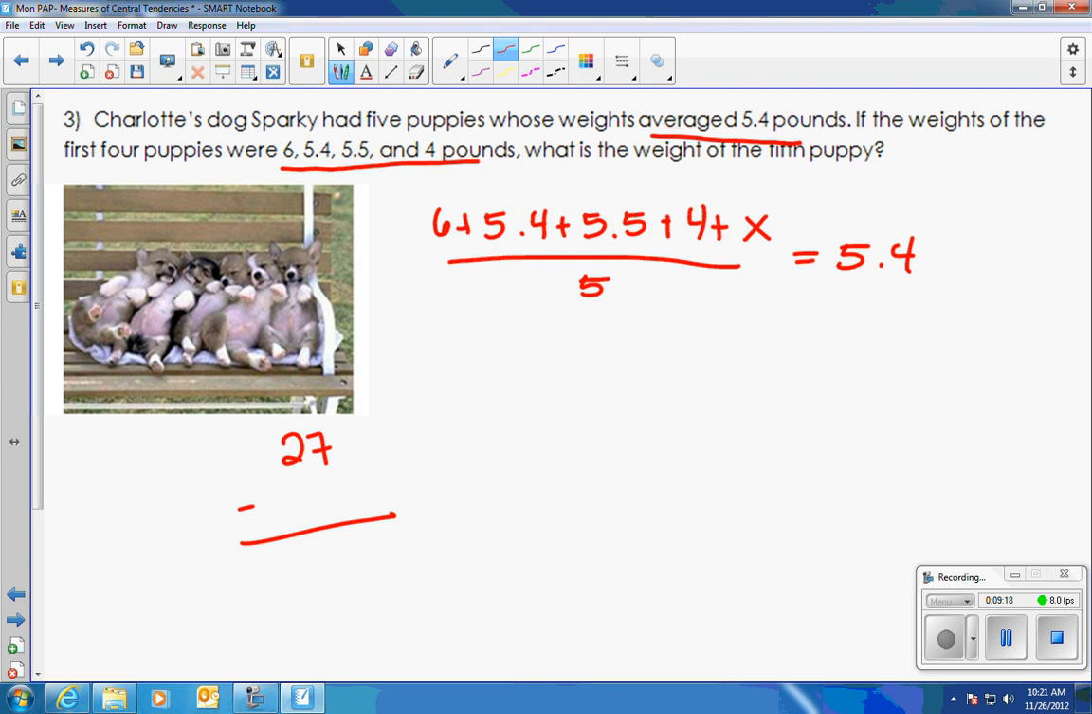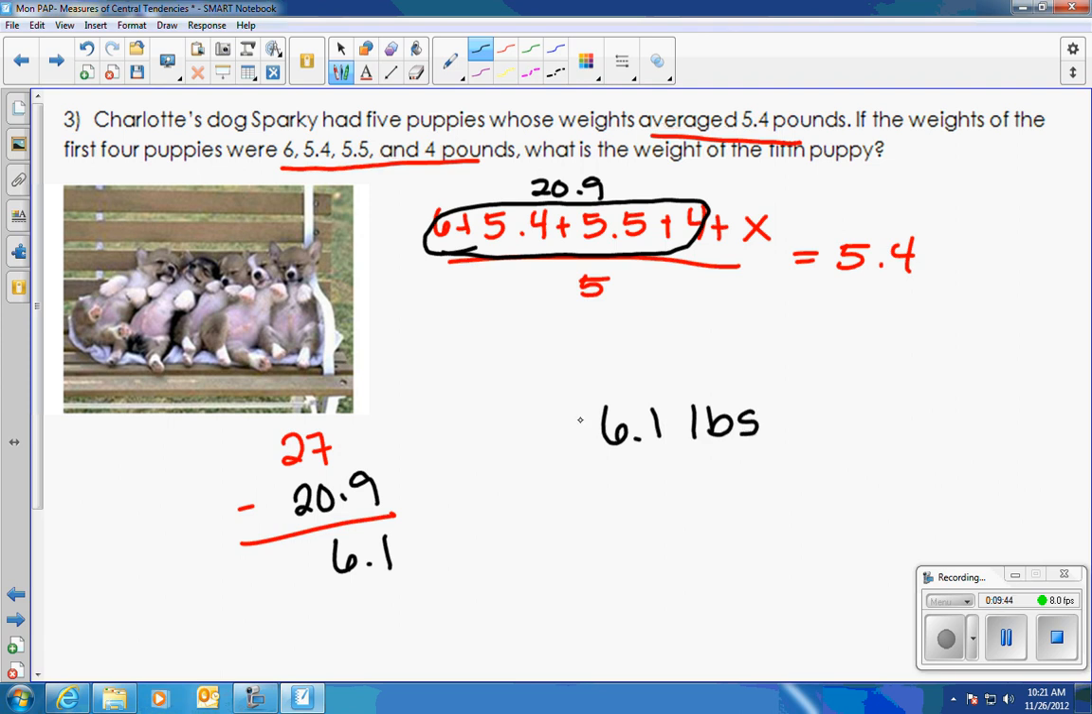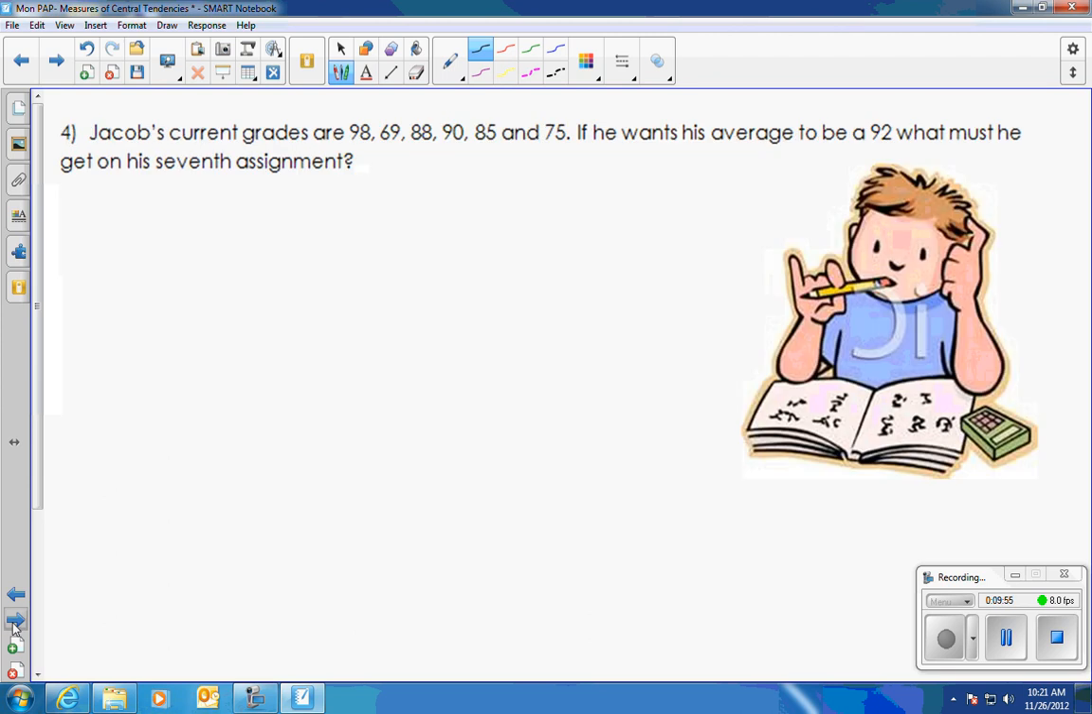6, 5.4, 5.5, and 4 is 20.9. So all of these add up to 20.9, which is what I'm going to subtract from 27. That gives me that the last puppy had to weigh 6.1 pounds. Okay, so again, here's my equation. You can show all the steps solving your equation to get the answer, or you can work backwards like this. Either way is okay. Jacob's current grades are as listed.